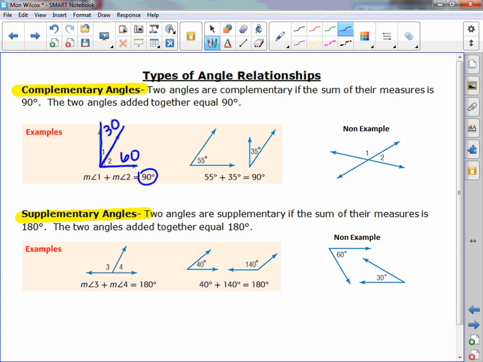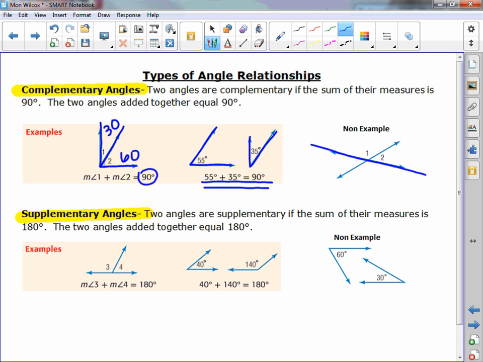The other way that you might see complementary angles given is 2 completely separate angles, such as an angle of 55 and an angle of 35. But their sum still equals 90 degrees, so they're still considered complementary. They don't necessarily have to be touching each other. And then you're given a picture of a non-example. You can tell that angle 1 and angle 2 are not complementary because they form a straight line together, which we know is 180 degrees.